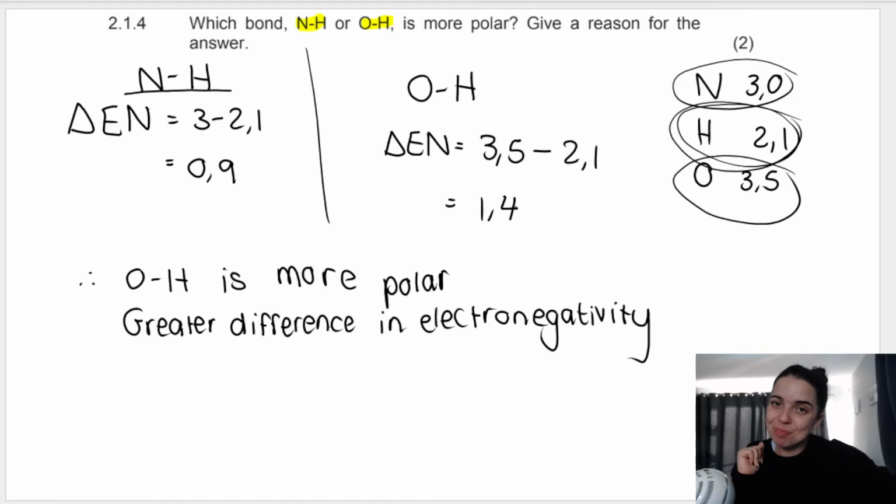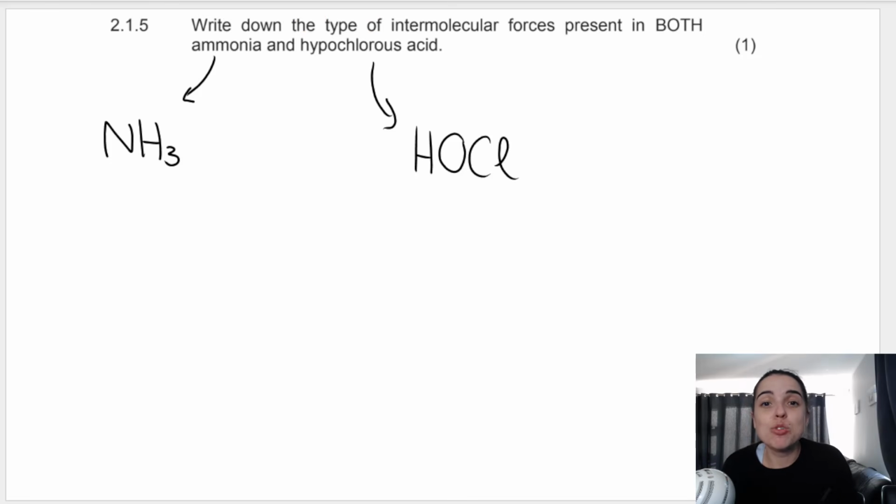There we go. My next question wants me to write down the type of intermolecular forces. Now remember, intermolecular forces are not bonds. Intermolecular forces occur between molecules. So when they say intermolecular forces, I want you to think London forces, which is one of the van der Waals forces, or dipole-dipole, or hydrogen bonding. Those are what should be going through your mind. Not ionic bonding, covalent bonding, and metallic bonding. Those are bonds. We're speaking about intermolecular forces.